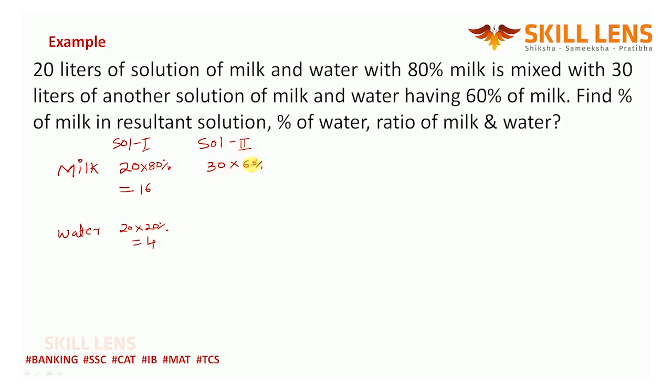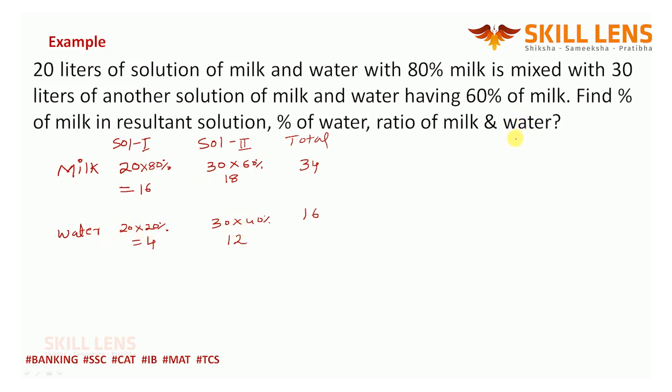Okay, in solution 2, in 30 liters, 60% is milk. So 60% milk is going to be what? 6 3s are what? 18. Okay, do you really need to calculate 30 into 40%? No. Total is 30, out of which 18 is milk. So remaining is what? 12. So 12 is going to be the water. So can I say the total is going to be, what is the total milk? 16 and 18, which is 34. Okay, if this is 34, because the total is going to be 50 liters, so the water has to be what? 16.